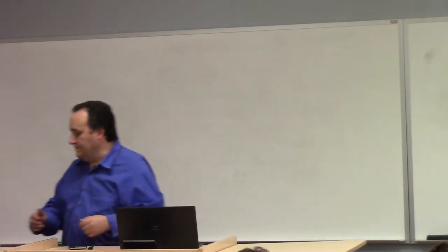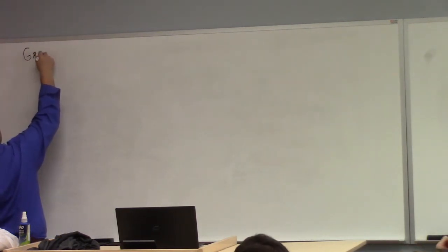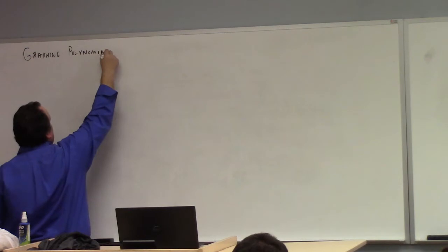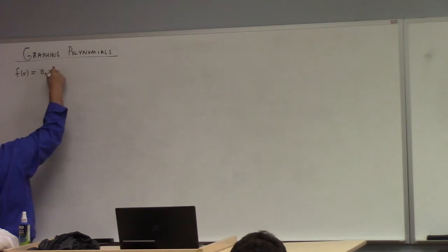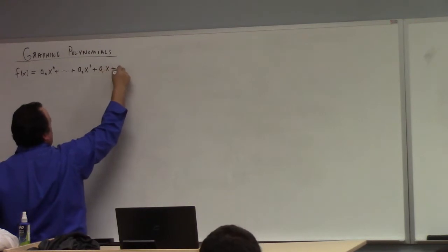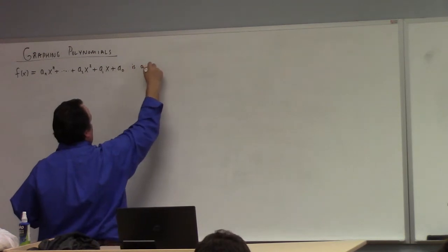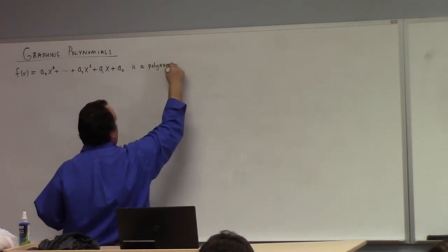Amen. So today we are talking about graphing polynomials. So let's get to it. So the first question is, what is a polynomial? f of x equals a sub n x to the n plus dot dot dot plus a2 x squared plus a1 x plus a sub 0 is a polynomial. Poly meaning many. So this is many terms, polynomial.